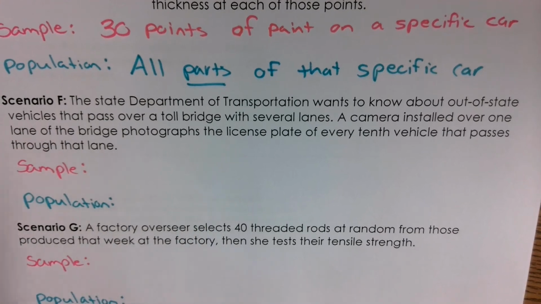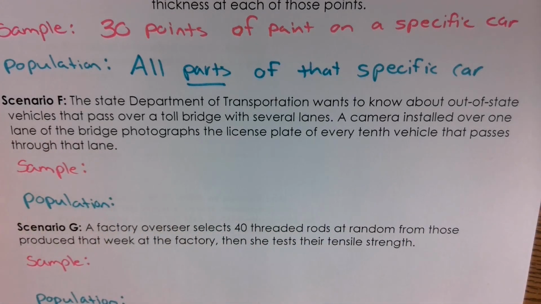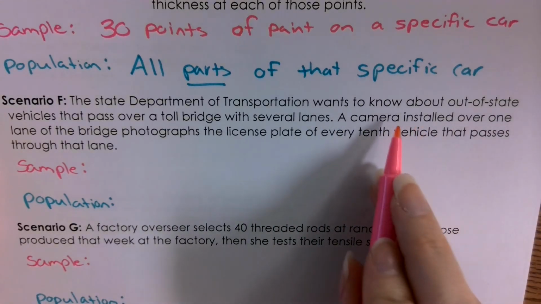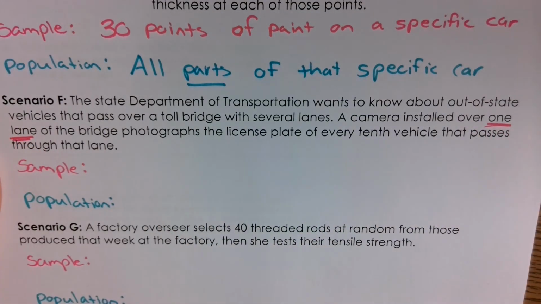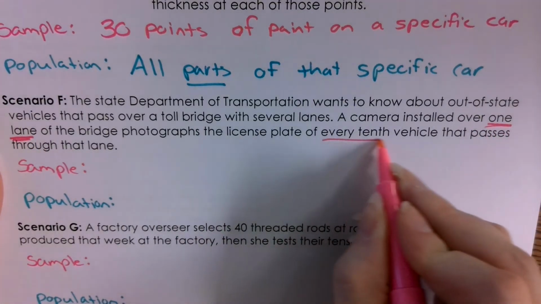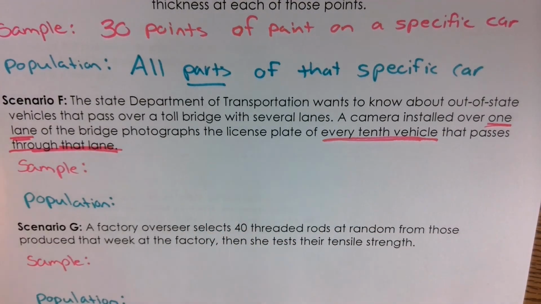All right. Scenario F, the State Department of Transportation wants to know about out-of-state license plates or out-of-state vehicles that pass over a toll bridge that has several lanes. So there's like 2, 3, 4, maybe 5 lanes, who knows? Okay, so what they're going to do is they're going to install a camera over just one of the lanes. And then they're going to take a picture of every 10th vehicle through that lane.